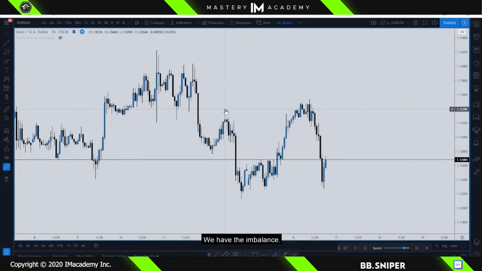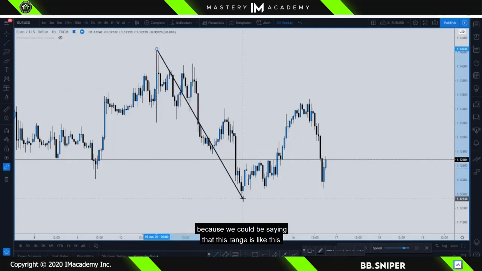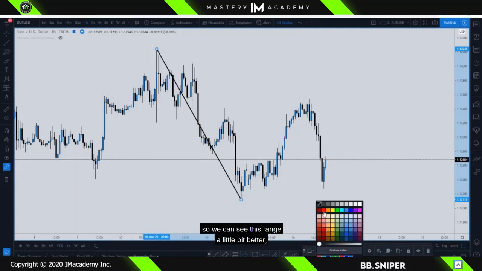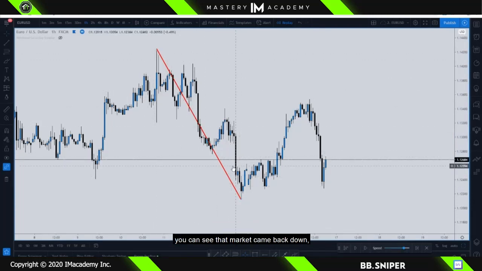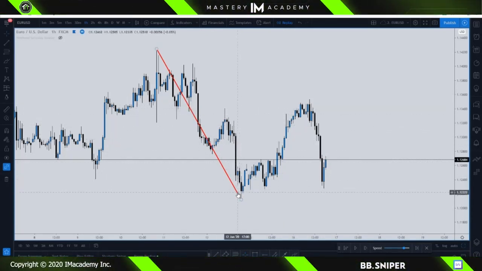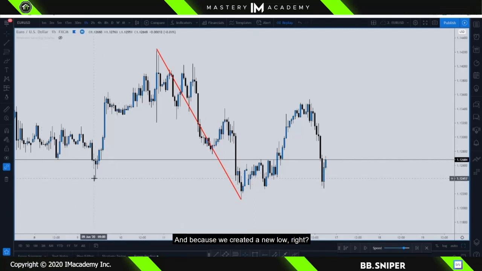Look, we have this high over here, we have the imbalance, we have institutional candlesticks right over here. We could be saying this one, but let's focus on this imbalance and this high over here, because we could be saying that this range is like this. We have a new high and we have a new low. We kind of broke the structure. Now, if I put this to red so we can see this range a little bit better, you can see that the market came back down, giving us a short-term high. It did fill up some of the liquidity and also the imbalances, and then moved lower, creating that impulsive move down. And because we created a new low, right?